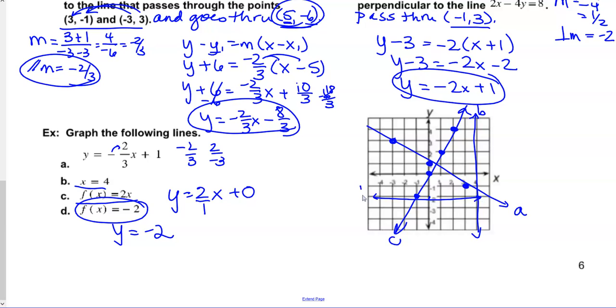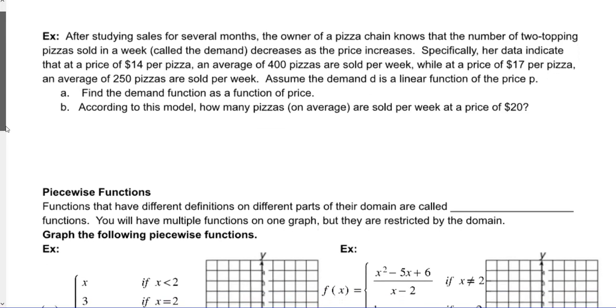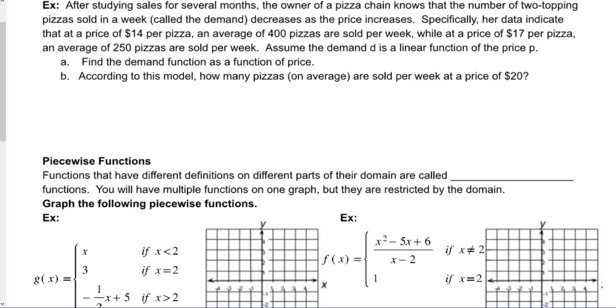So, making sure that you can graph a line, making sure you can do the slopes, make sure you can write the equation is a big one for your lines. Okay? All right, so let's look at a kind of real-world application of that on the next page. It says that after studying sales for several months, the owner of a pizza chain knows that the number of two-topping pizzas sold in a week, called the demand, decreases as the price increases. Specifically, her data indicates that at a price of $14 per pizza, an average of 400 pizzas are sold per week, while at a price of $17 per pizza, an average of 250 pizzas are sold per week.